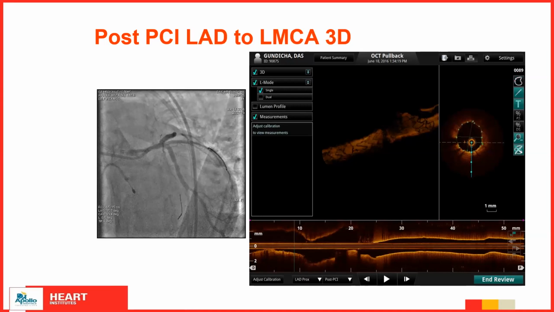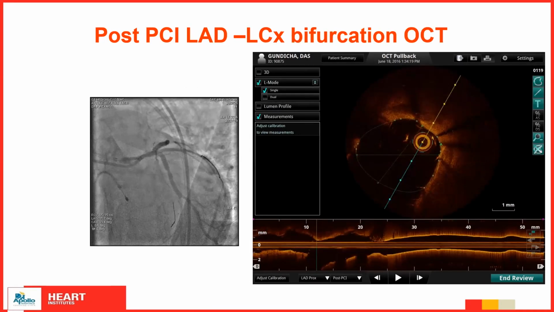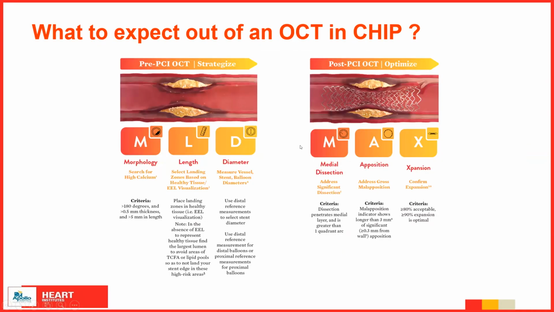And this was the OCT of the LMCA, which also showed that we had achieved the parameters that were necessary. So finally, the LAD-LM bifurcation was also seen, and it showed that definitely it was good. And OCT did help us know that the results that we had achieved were perfect. So what do we expect of an OCT in a CHIP case is that we all know that we need to search for any high calcium.